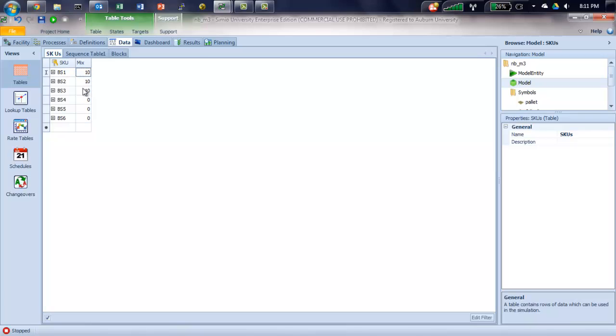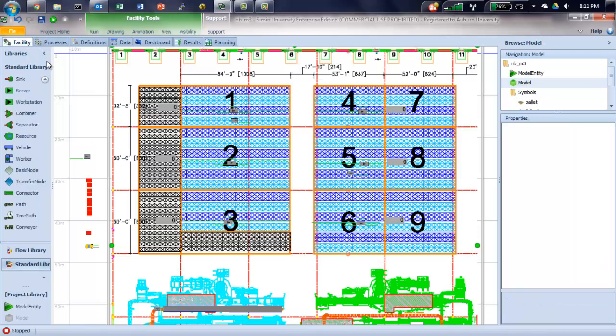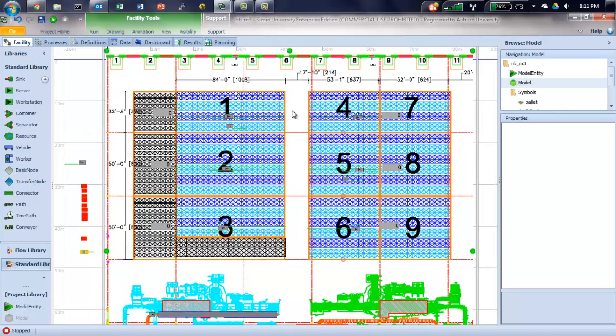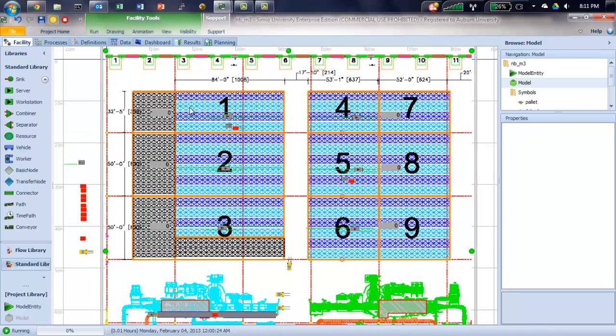If I want to see all of them, the ones that I have defined anyway, I can just put 10 for each one. And so Simio again is going to take a proportion, since I have 10 divided by 60, so 60 total, and then each individual one has 1/10 of that, so roughly 1/6 of the pallets are going to go to each block.